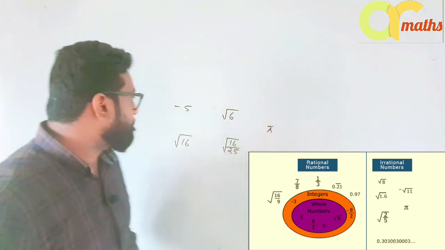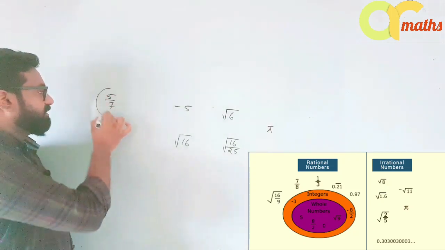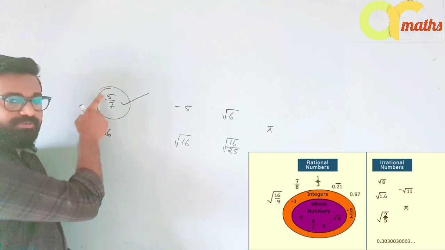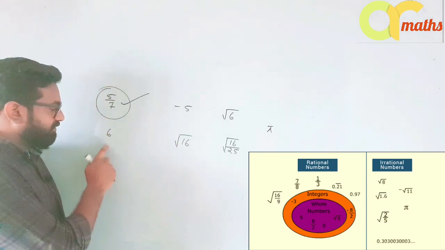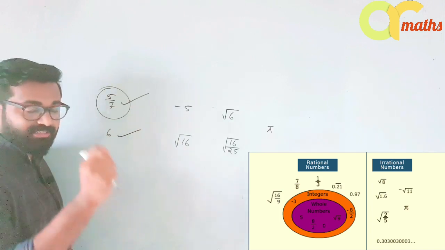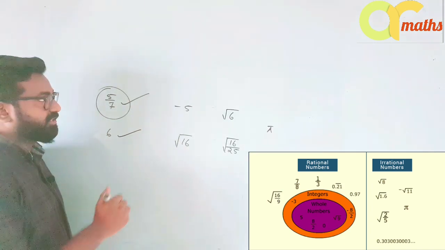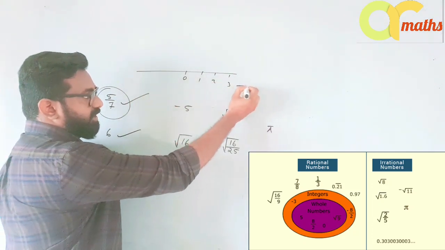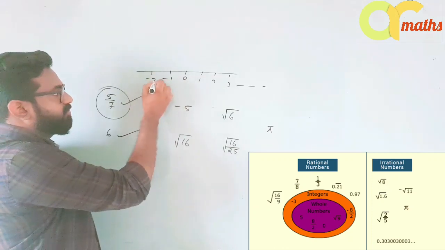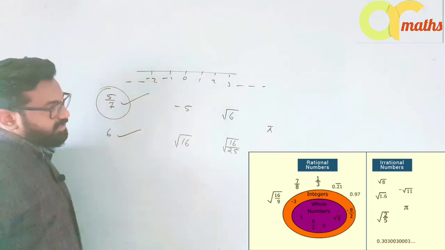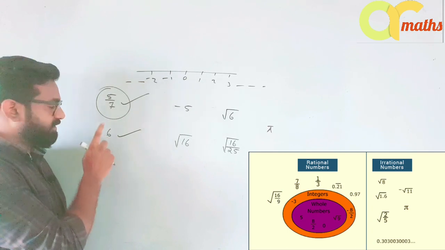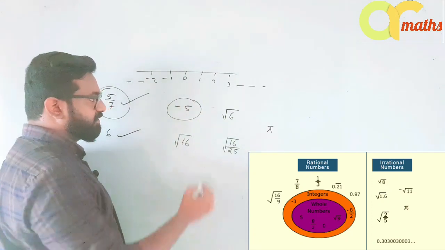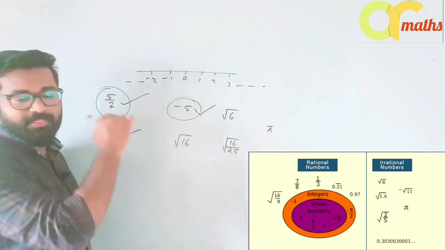So, listen here. Is 5 by 7 a rational number or not? Yes, 5 by 7 is a rational number, which is in the form of p by q. What about 6? 6 is also a rational number because rational numbers involve integers. You know integers, what are the integer numbers? 0, 1, 2, 3, etc. Minus 1, minus 2, minus 3, etc. These are the integers. So, 6 is an integer, and all integers are rational numbers. What about minus 5? Minus 5 is an integer. So, all integers are rational numbers.